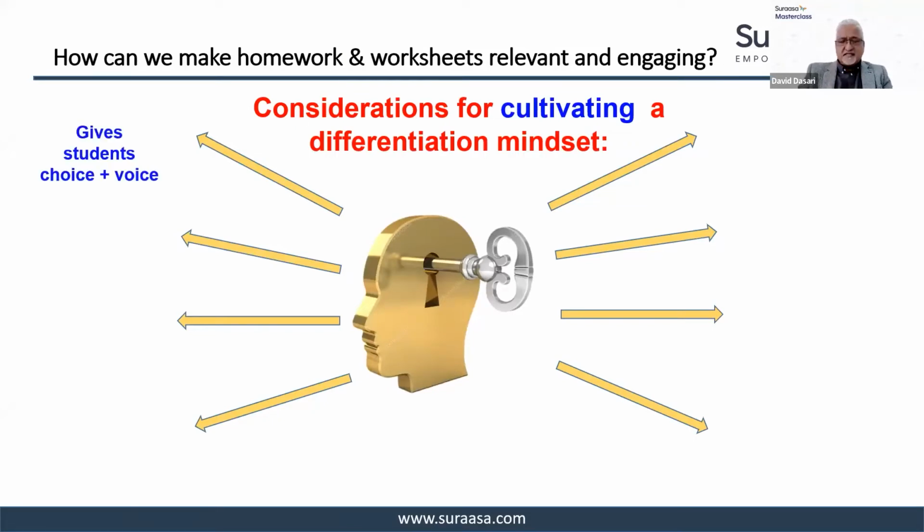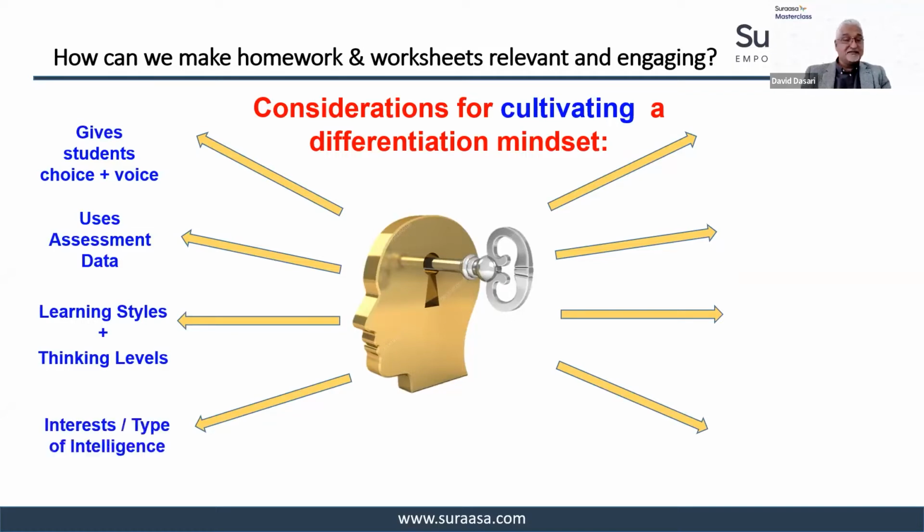Number one, does it really give students choice and a voice in the product that you're asking them to produce? Have you used assessment data when you designed your homework activities? Have you considered learning styles and thinking levels? Have you thought about the interests of students and possibly their type of intelligence? Howard Gardner has identified 8 and now 9 types of intelligence, including naturalistic and mathematical. Have you considered these?